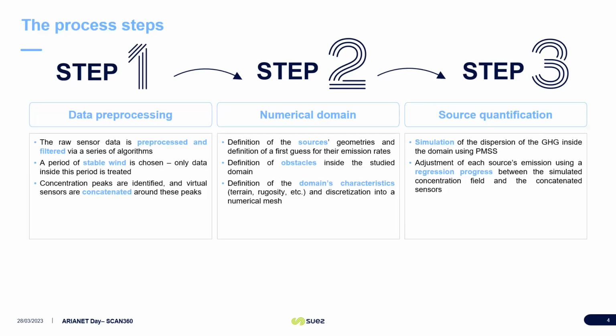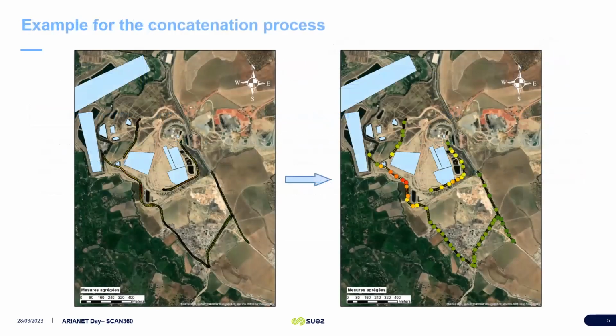Then comes step 3, in which we perform the actual simulation, and we then compare our results from the simulation with the concatenated sensors. This allows us then to redo more simulation steps if needed, if we still need to adjust some emissions, or if the model seems to be calibrated, then we can extract the final emission values.